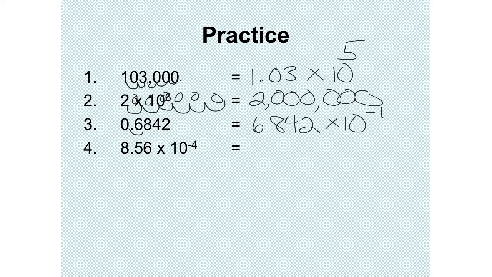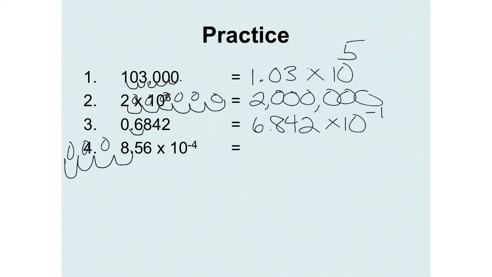All right, last one, 8.56 times 10 to the negative 4th. So I'm going to move my decimal 4 spots. Now, since it's negative 4, I know my final answer has to be less than 1. So this is going to go 1, 2, 3, 4.